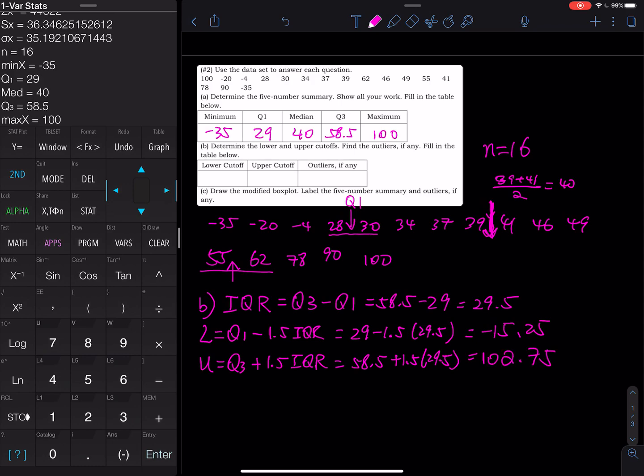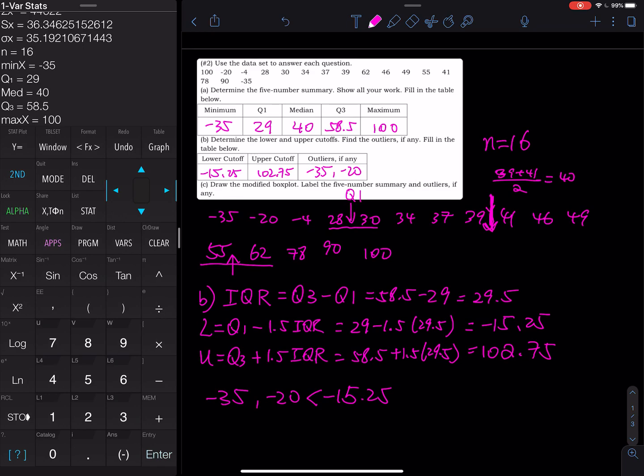So we fill in the blank, negative 15.25 and then 102.75. Okay, do we have any value less than negative 15? The answer is yes. We have negative 35 and negative 20. They are less than negative 15.25, so they are outliers. All right, so negative 35 and then negative 20. Anything greater than 102? Do we? Nope. The biggest value is 100. So the 102.75 does not detect any outlier for you.